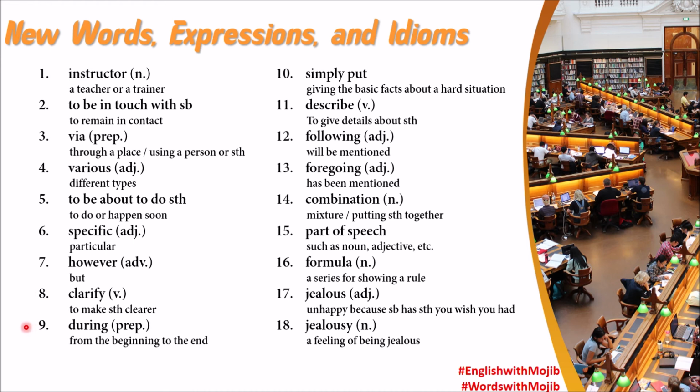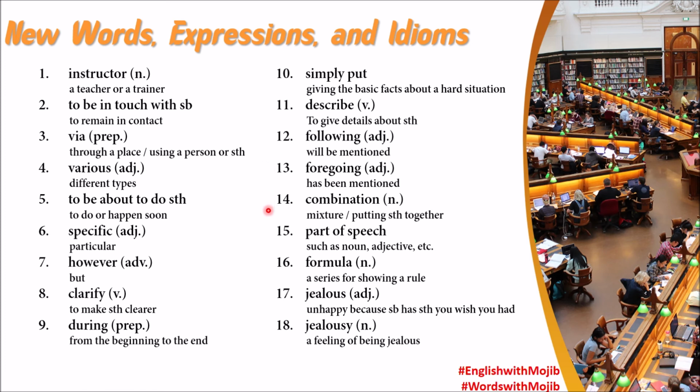During, from the beginning to the end, while doing something. For example, after the class, you tell your friend, I didn't understand a word during the class. The class was very bad to you. Simply put, giving the basic facts about a hard situation, using easy words and easy sentences for understanding a hard issue, a hard subject, a hard situation. Describe, to give details about something, talk about something. Following will be mentioned, foregoing has been mentioned. So these two are exactly opposites or antonyms.